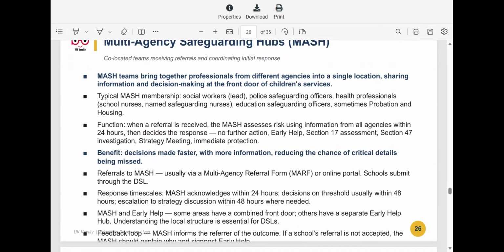You then have the multi-agency safeguarding hub, which is MASH, which is a local team that brings together safety staff from children's social care, the police, health and social care into one secure unit, and they share information quickly to assess any sort of risks of vulnerable children and adults and decide on the best support for them.